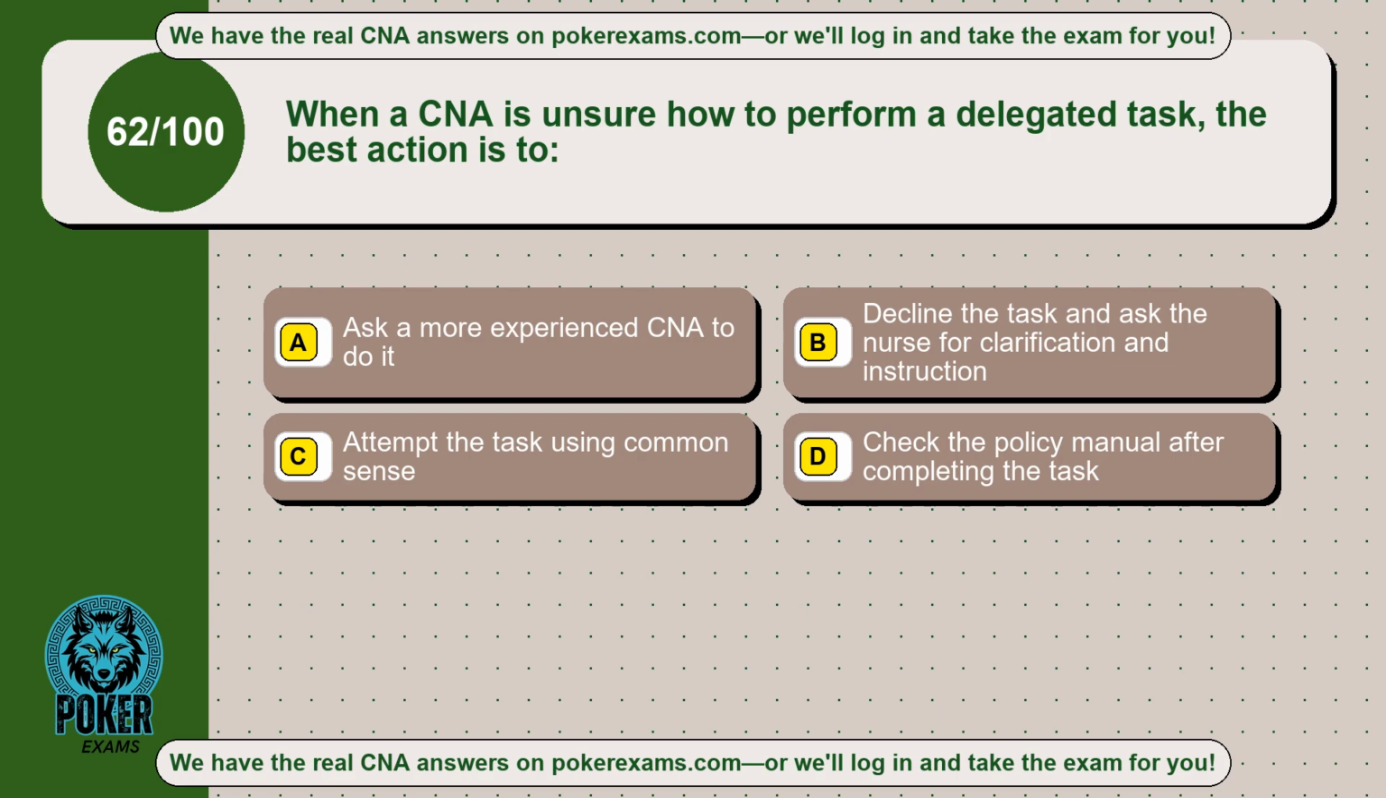Question 62. When a CNA is unsure how to perform a delegated task, the best action is to: Option A, ask a more experienced CNA to do it. Option B, decline the task and ask the nurse for clarification and instruction. Option C, attempt the task using common sense. Option D, check the policy manual after completing the task.